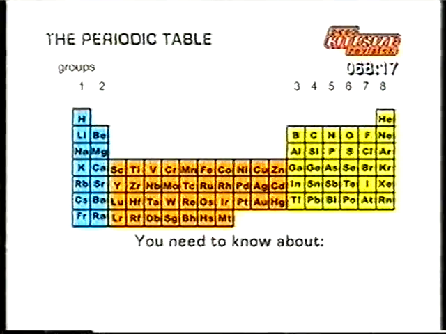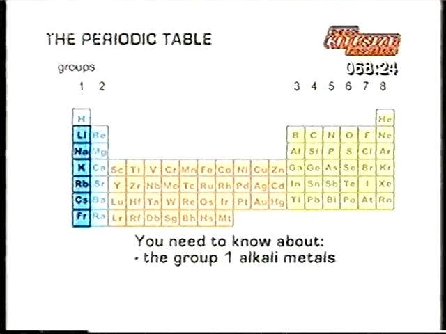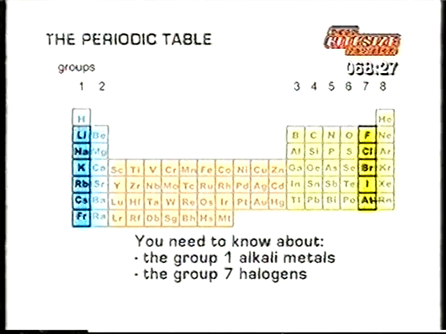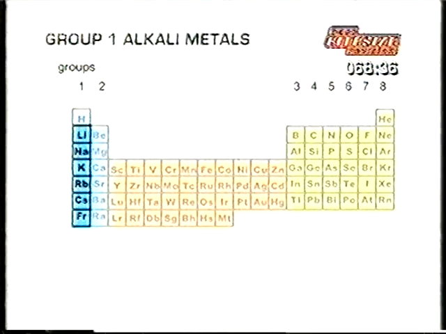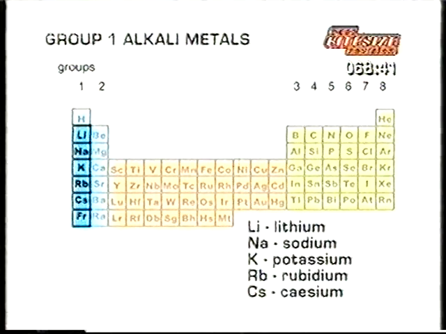Now we'll look at the parts of the periodic table you need to know about. The group 1 alkali metals, the group 7 halogens, and the group 8 noble gases. First, the group 1 alkali metals. Let's look at the pattern of chemical behaviour shown by these group 1 metals: lithium, sodium, potassium, rubidium and cesium. Watch this classic clip and note down how these metals react and think about why this might be.